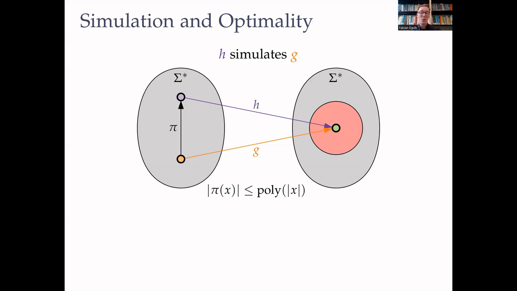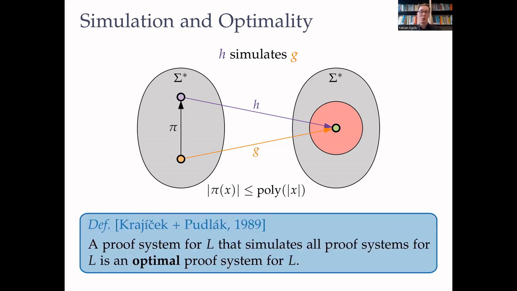So in other words, when H simulates G, then the proof system G never has significantly shorter proofs than the proof system H. And with this, Krajíček and Pudlák defined what an optimal proof system is, and they say a proof system that simulates all proof systems for a set is an optimal proof system. Okay, great. This is the main definition for this talk, and optimal proof systems have many connections to different research areas.